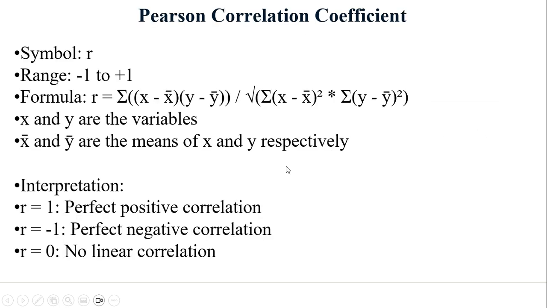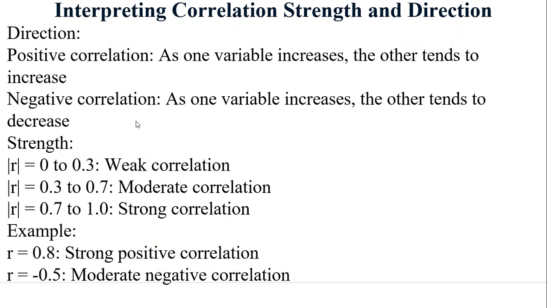Back to this slide. When you have solved your data and you see that r equals 1, it is a perfect positive correlation. And when you have r equals minus 1, it is a perfect negative correlation. And when r equals 0, you have no linear correlation. Work with me. Now, when interpreting correlation strength and direction, this is just what I spoke about with that diagram that I showed.